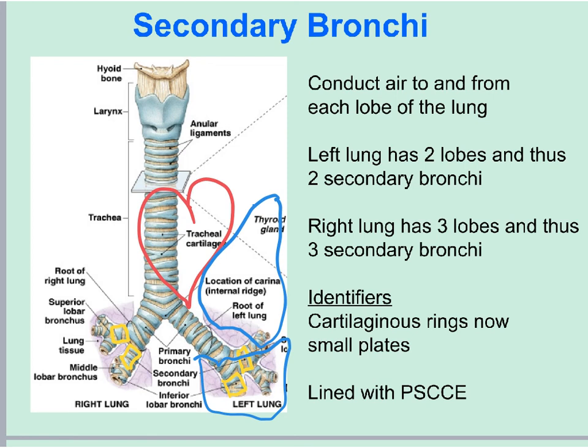On the right side, which you also can't see, you'll just have to trust me on this, there would be three lobes to the lungs. Let's just say one right here, one in the middle, and then one that's located a little bit more inferiorly there. So therefore, there are three secondary bronchi on the right.